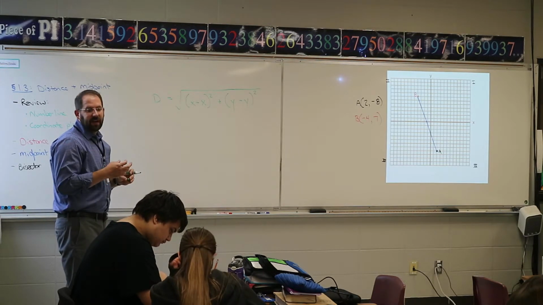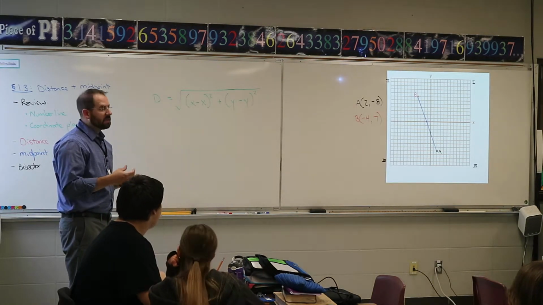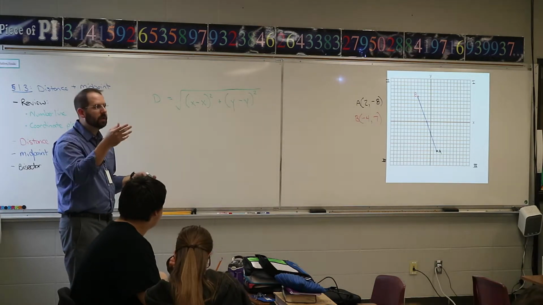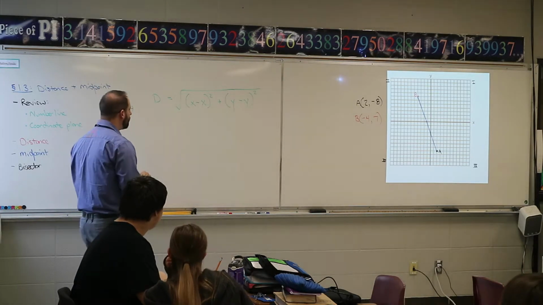This formula is what we use to find distance on a graph. It gets messy because you have squares and square roots, and this is where calculators come into play and how you're supposed to do it.